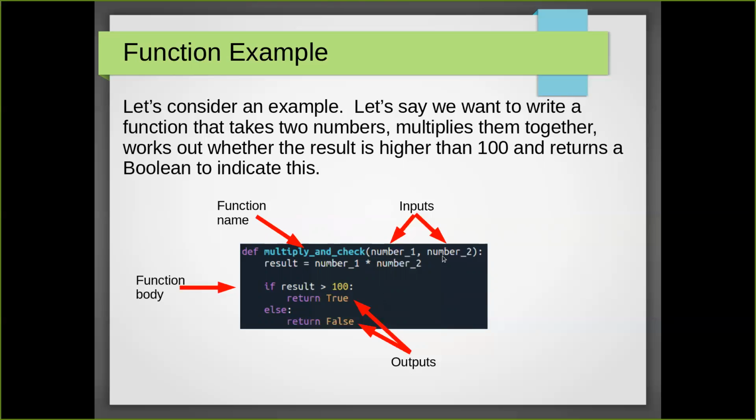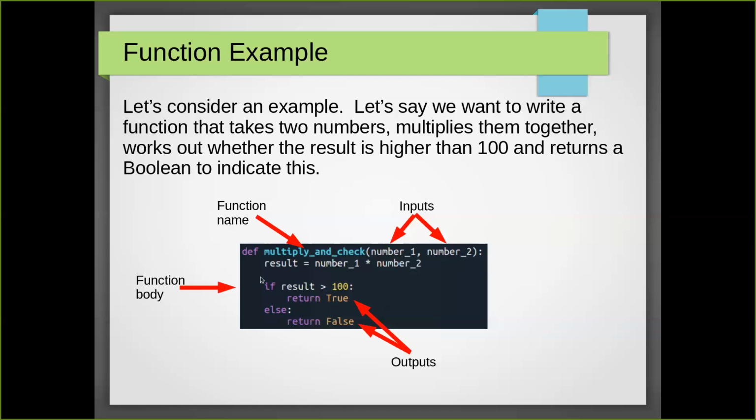Then we open our brackets and then we specify the inputs. So these are the things that we're going to feed into the function. So in this case, I just want a function that takes a couple of integers. You can call these things anything you like, but obviously try and call them something meaningful. So I've called mine number 1 and number 2, and then we use our colon to say, and now I'm going to tell you what this function will do. So then everything else that's in the function body, in the indented space here, represents what the function is going to do when we call that function.